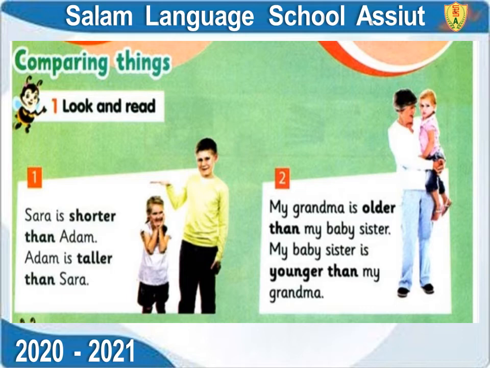Picture number two: My grandma is older than my baby sister. جدتي أكبر من أختي الصغيرة. الadjective old حطينا er with an والnoun my baby sister. My baby sister is younger than my grandma. أختي الصغيرة أصغر من جدتي. الadjective young حطينا er with an والnoun my grandma.